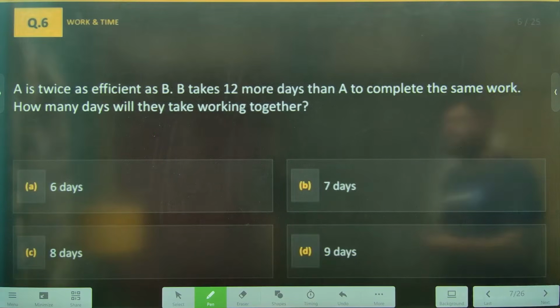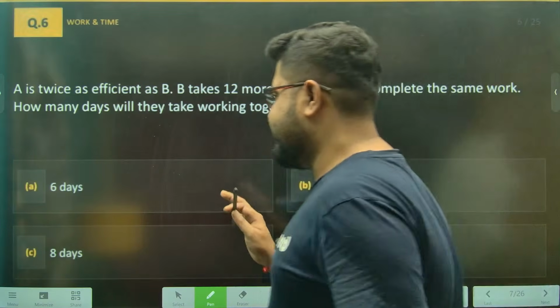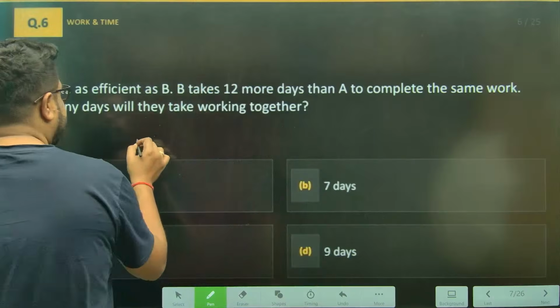Next one, please. A is twice as efficient as B. B takes 12 more days than A to complete the same work. You can do it in two different ways. I'm showing you the basic one. Efficiency ratio.